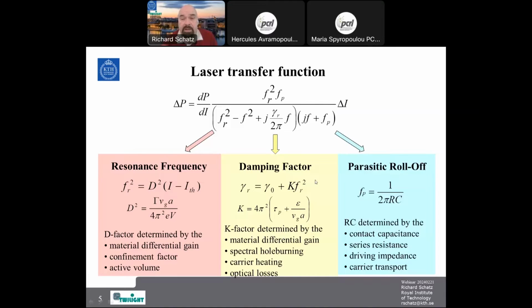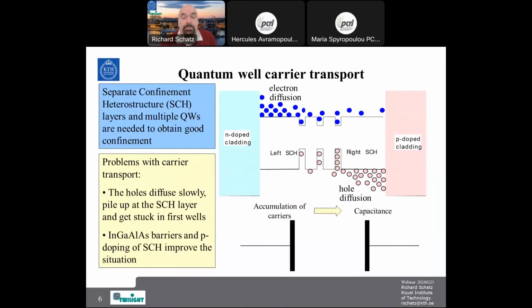Then finally you have a parasitic roll-off, and that is determined by the electrical parasitics of your laser. It could be contact capacitance and the series resistance, which gives an RC roll-off. It's also dependent on the driving impedance you have, and also on carrier transport effects. So in fact, the transport effects are important, and if you have quantum wells in your laser, and you have the P side here and the N side here.